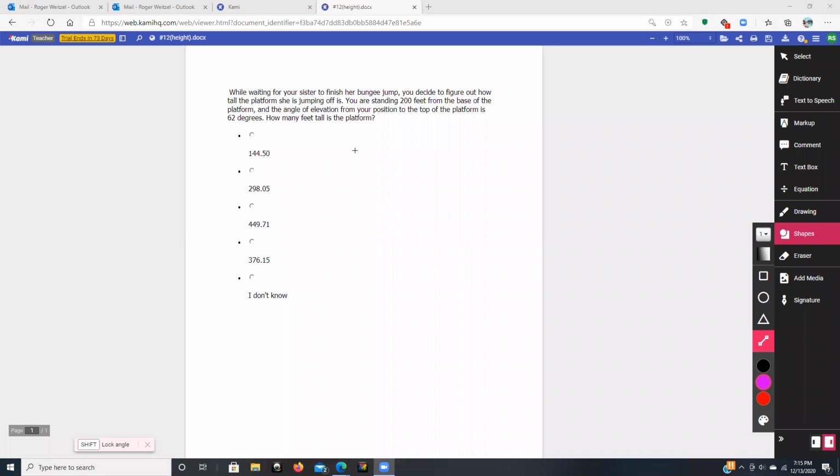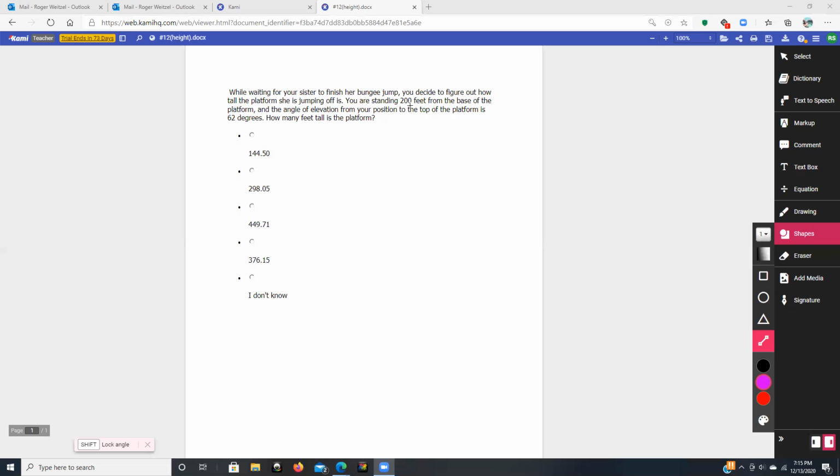It says, while waiting for her sister to finish her bungee jump, you decide to figure out how tall the platform is she's jumping off. You are standing 20 feet from the base of the platform, and the angle of elevation from your position to the top of the platform is 62 degrees. How many feet tall is the platform? So we need to identify a few things here. Let's try to figure out what we know.